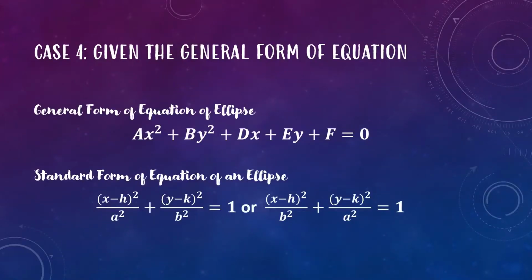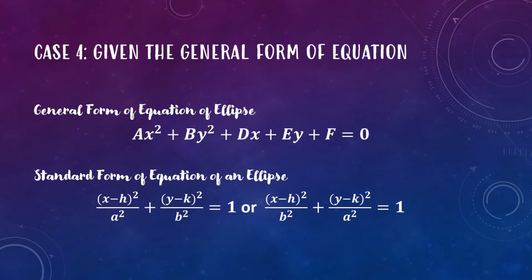For the last case, we have case 4, given the general form of equation of an ellipse. So for the general form of equation of an ellipse, we have ax squared plus by squared plus dx plus ey plus f that is equals to 0, where a, b, d, e, and f are constants.